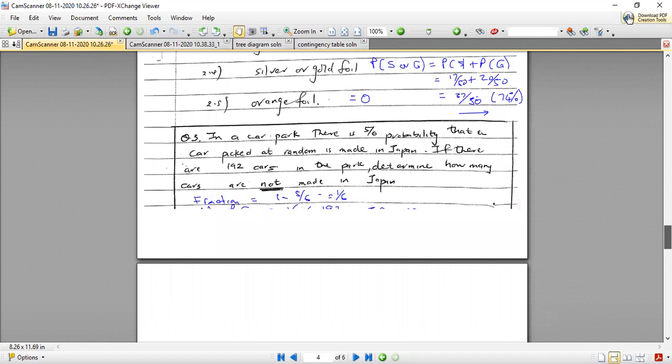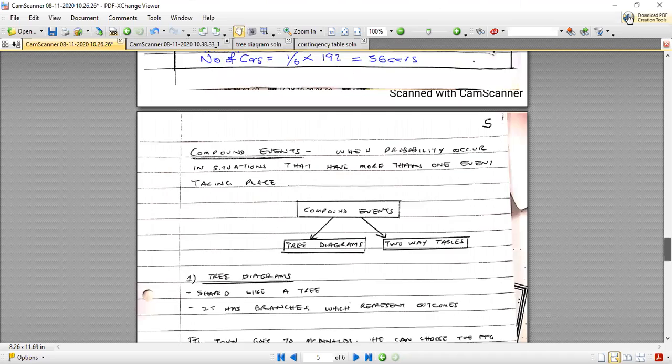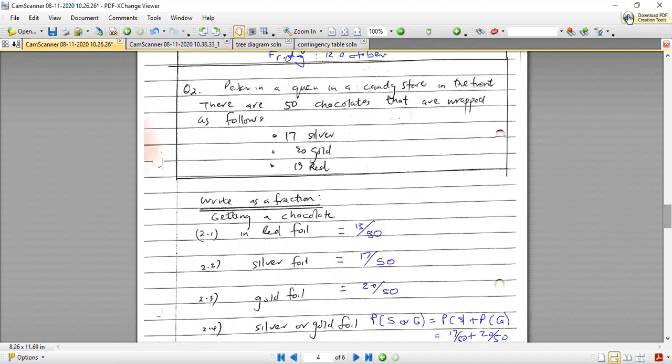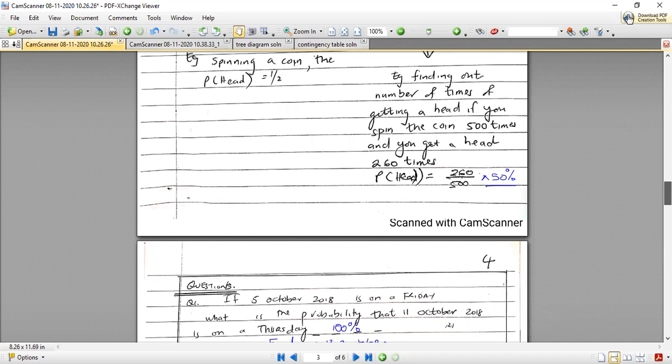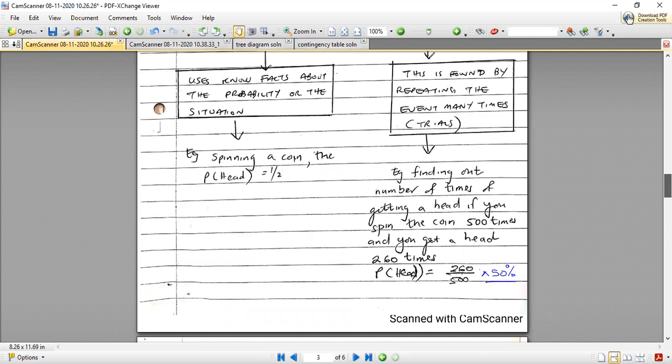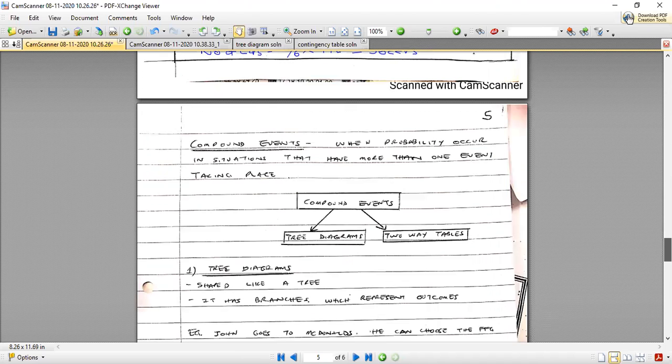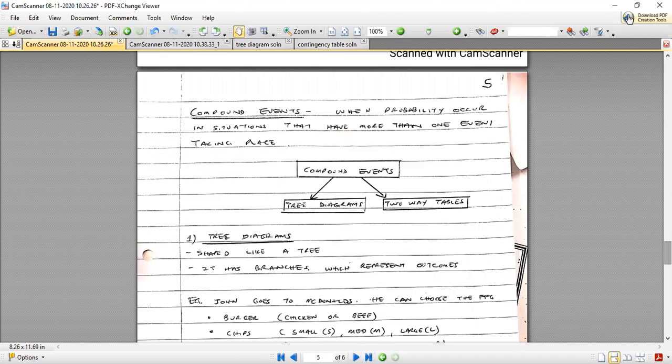So, in our last questions, we looked at probability in terms of applying the formula, and we looked at theoretical and experimental probability. Now we have what we call compound events in probability. This simply means when probability occurs in situations that have more than one event taking place. So we call this compound event.